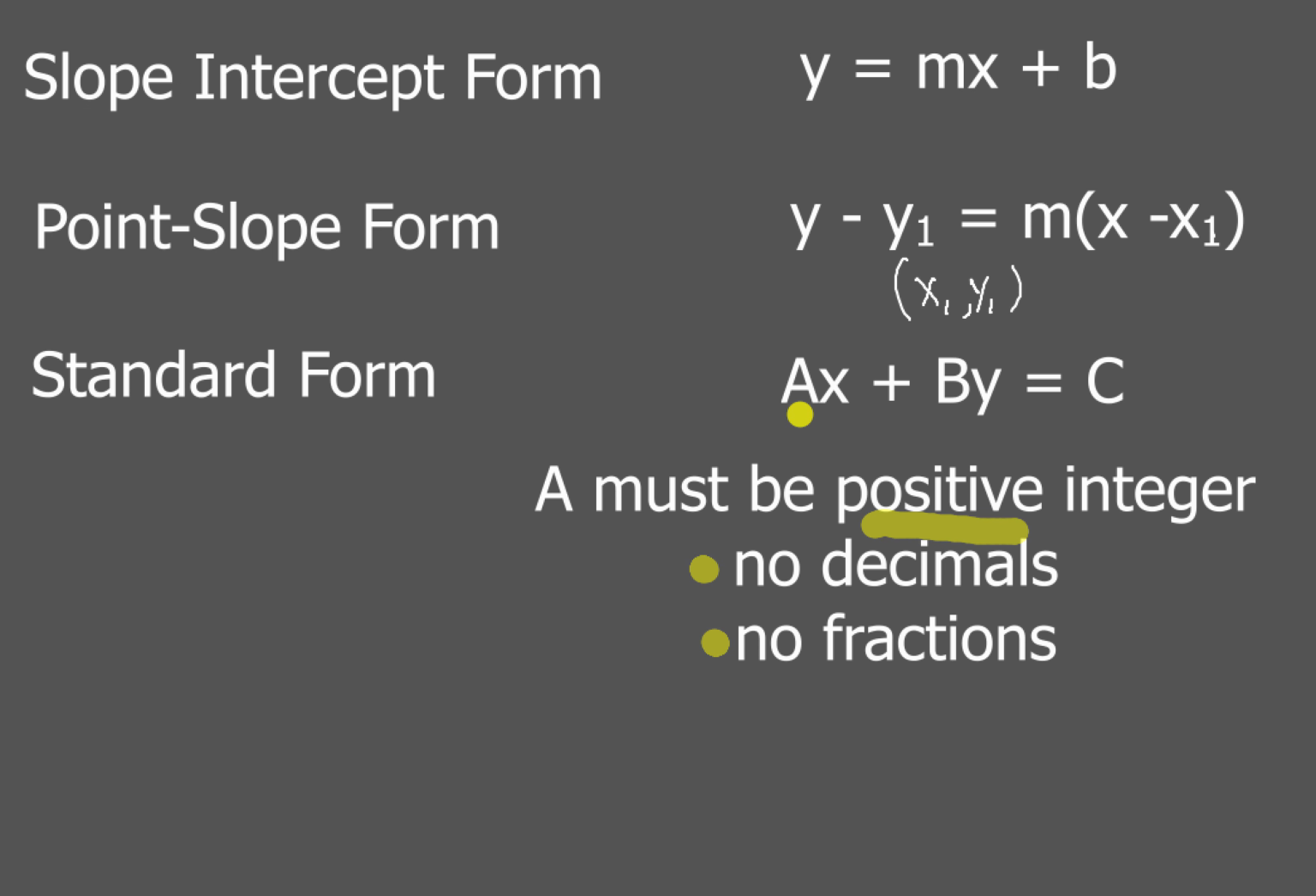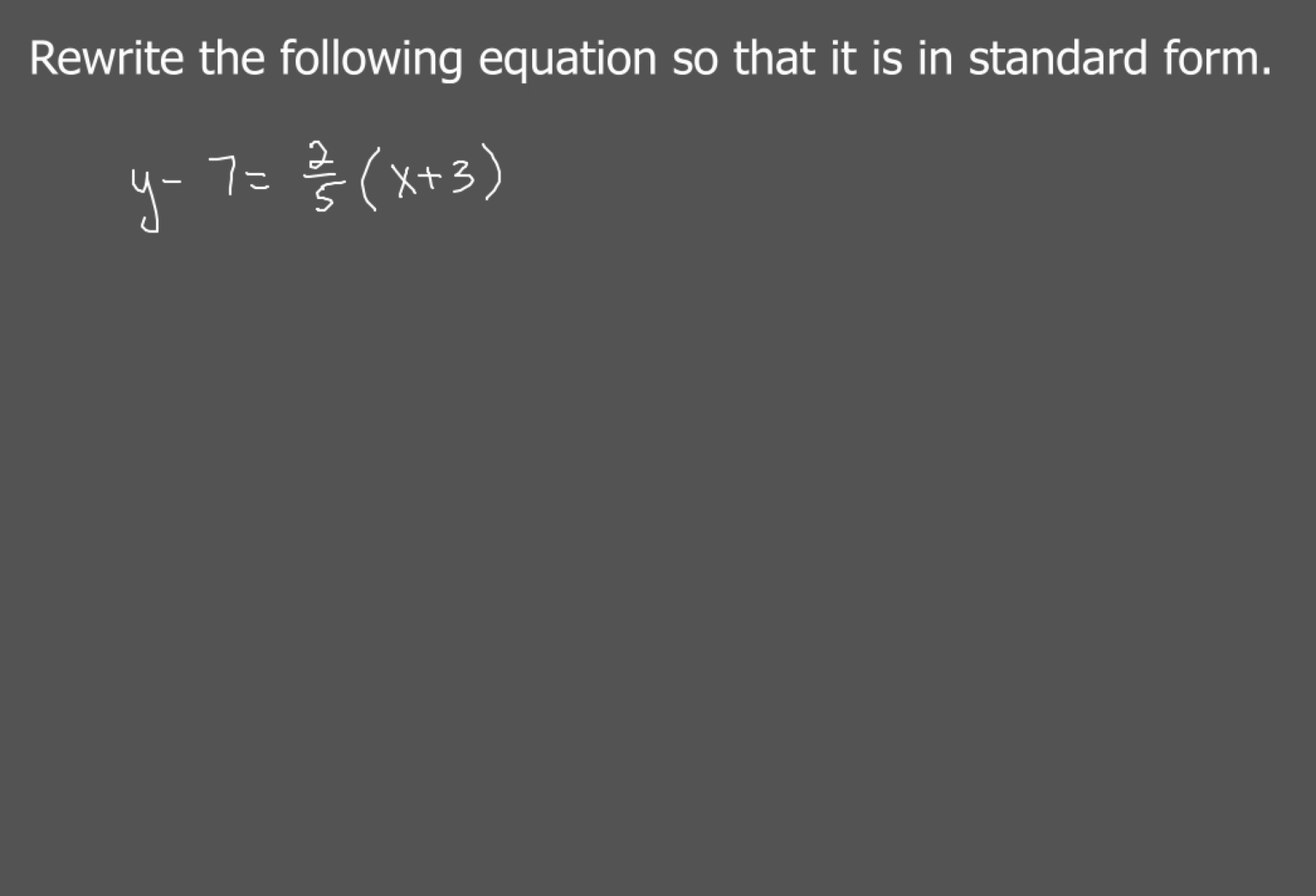Now let's take a look at one quick example, then I'll have you practice and do one on your own. We're going to change this example into standard form: y minus 7 equals 2/5 times the quantity x plus 3. Now remember, standard form, ax plus by equals c, so we've got to take this equation and manipulate it to get it into standard form.